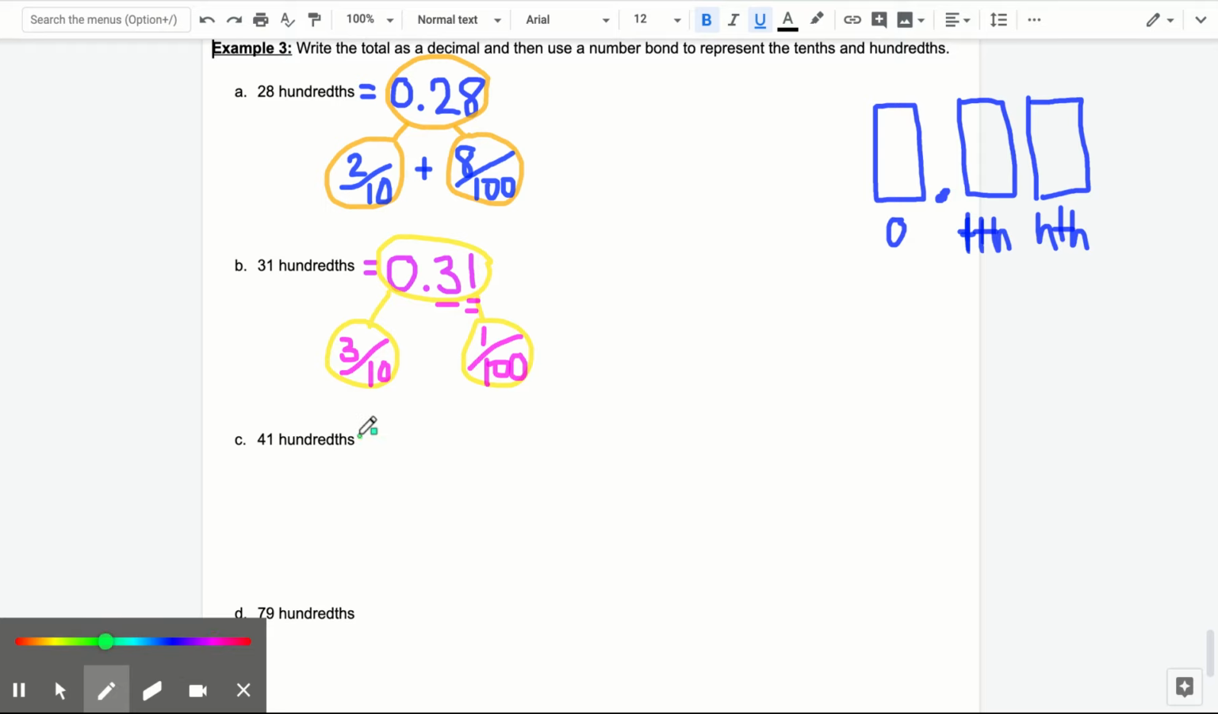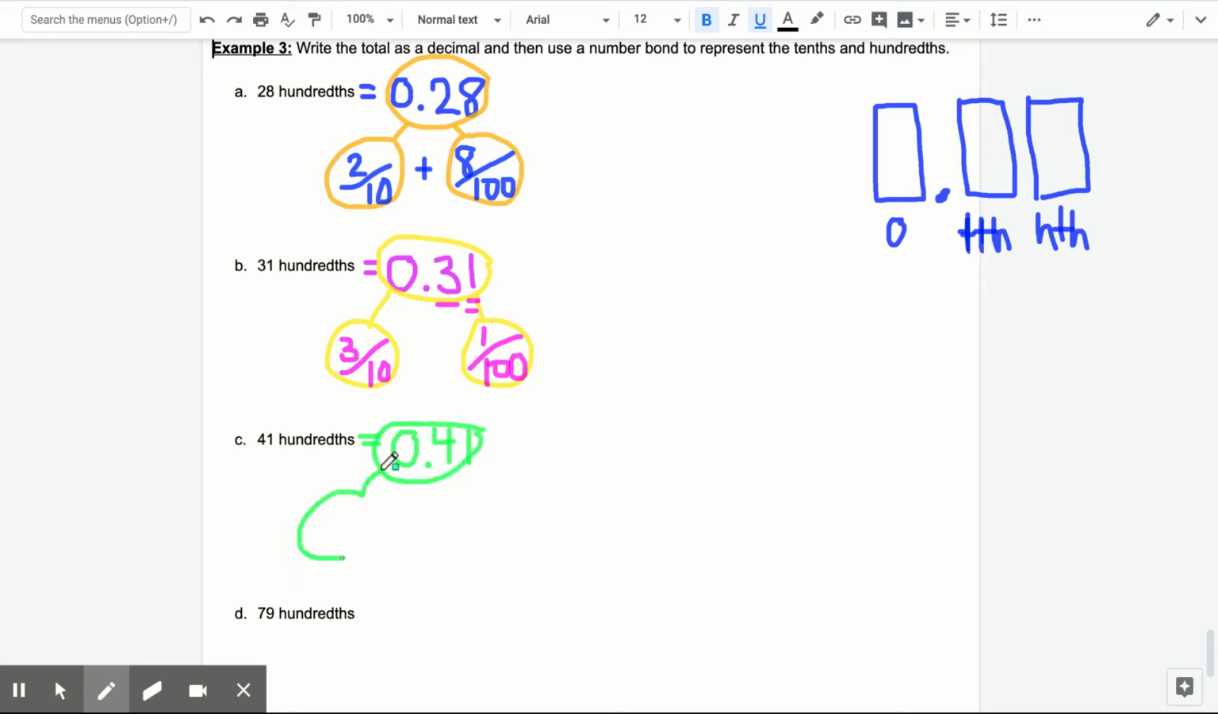All right, 41 hundredths as a decimal. It's going to be 0 decimal point 41 hundredths. All right, and then we need to number bond it, break it down into tenths and hundredths. Let me get a different color. All right, so tenths, I'll do this all at once. I have a 4 in my tenths place, so that means I have 4 tenths. And then here in my hundredths place, I have a 1, which means I have 1 hundredth.